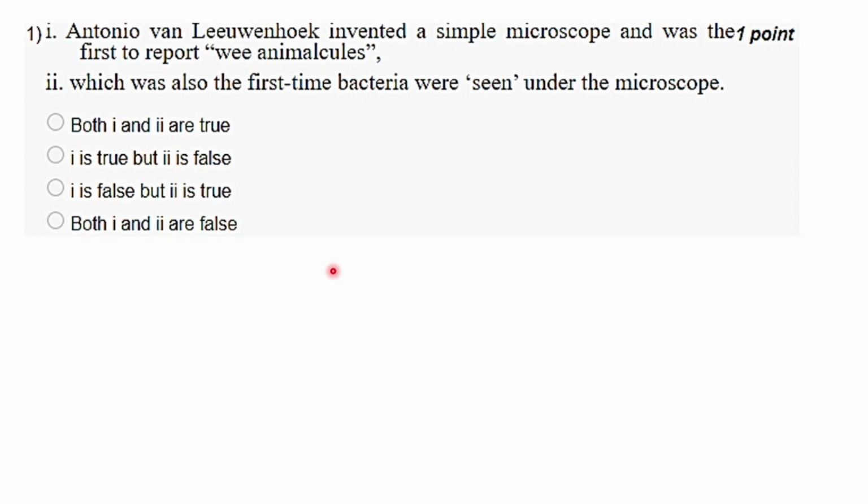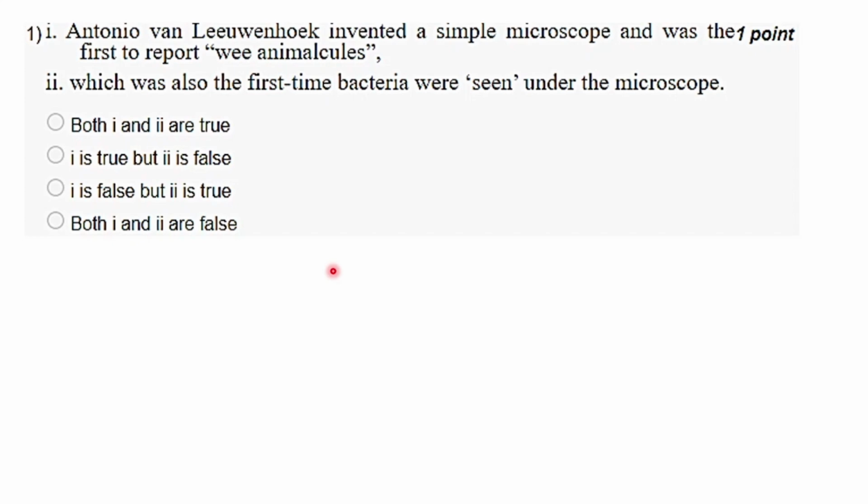I think option B is correct, ma'am. B. First is true, but second is false. Okay, that's my take on that. Anybody else? B option. Even when I was thinking, I thought B might be the right answer, because I was of the opinion that Robert Hooke might be the first one to see microorganisms.